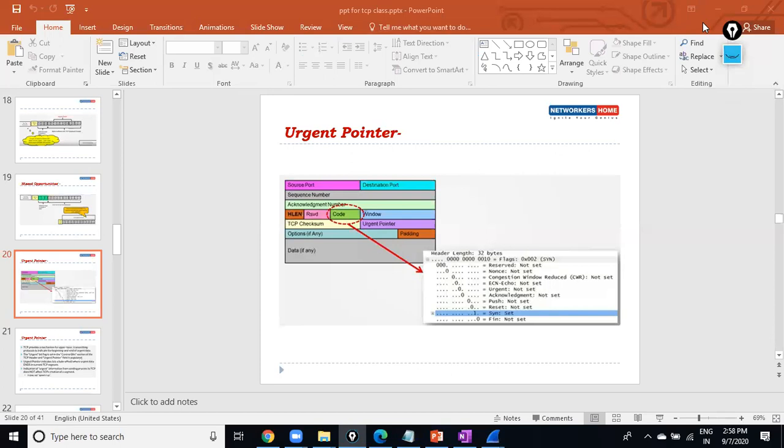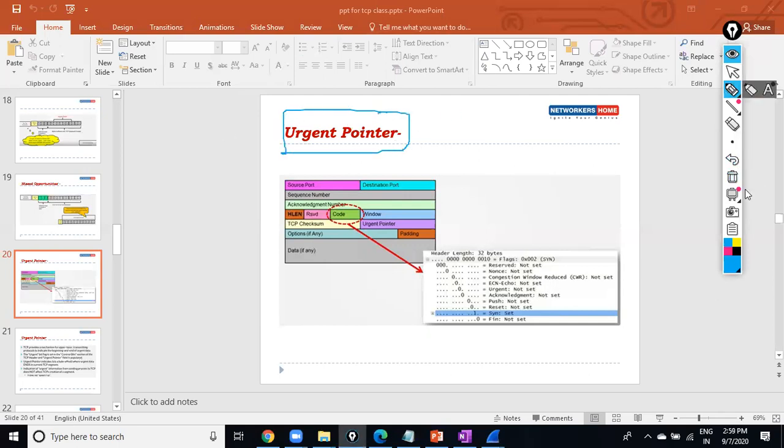Okay, guys. Now, so see, next is about urgent pointer. Urgent pointer is also very important. Urgent pointer is about what? This is one of your flags. Can you see, this is the urgent pointer here. Actually, urgent pointer and all these flags, we don't have to do anything with these flags manually. All these are programmer based, okay?